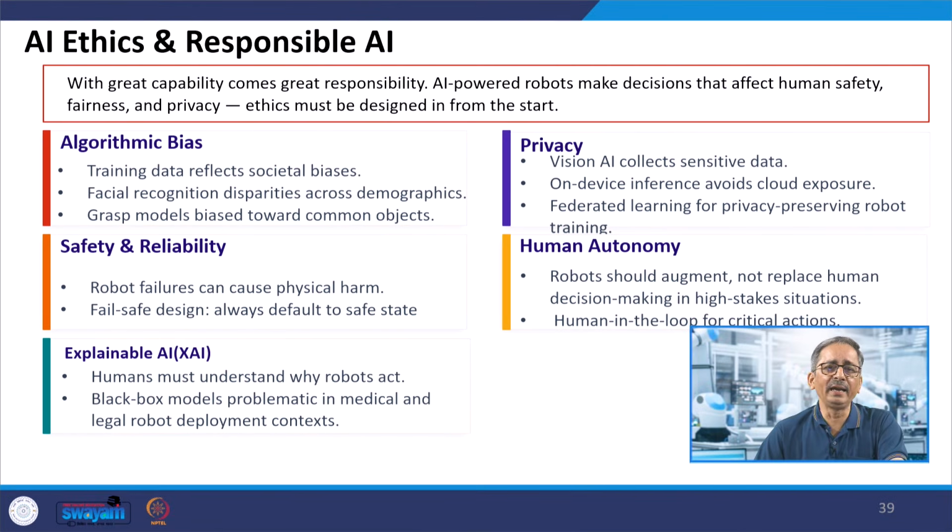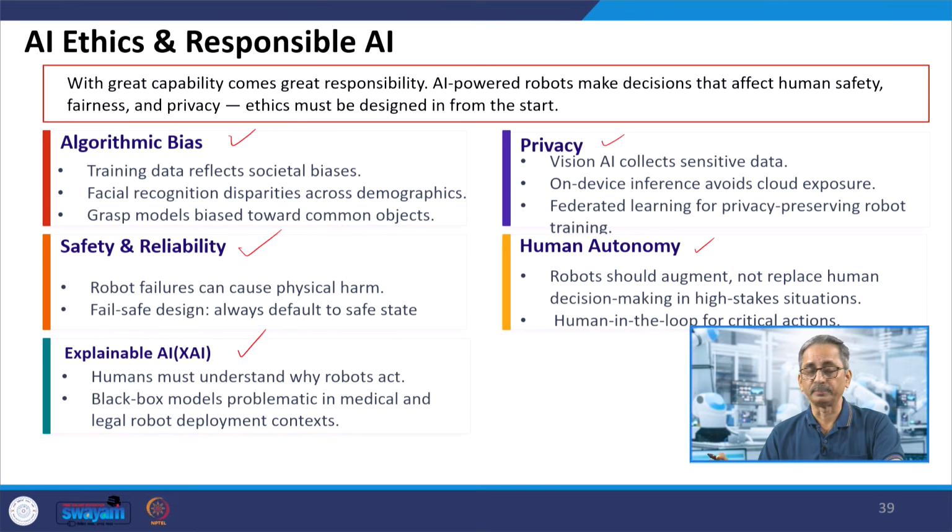Now we need to have AI which is ethical as well as responsible. Okay. So we need to see that we do not have algorithm biases, and we must see that safety and reliability is ensured. Things should be explainable, the privacy of the people from whom you are collecting the data has to be taken care of, and for human autonomy you must have provision for human intervention.